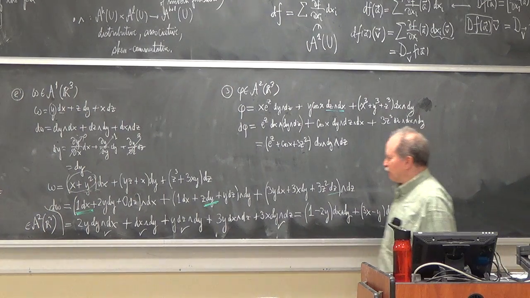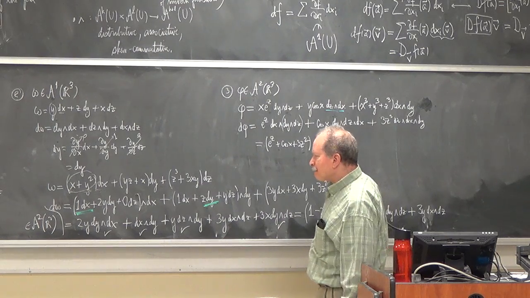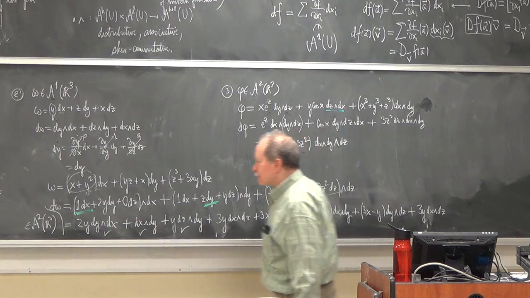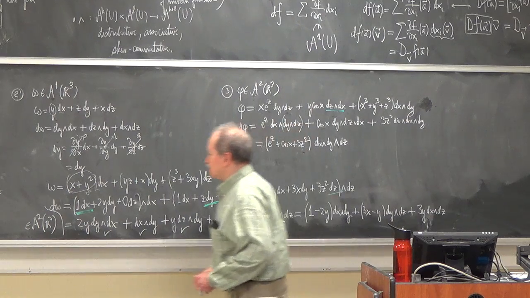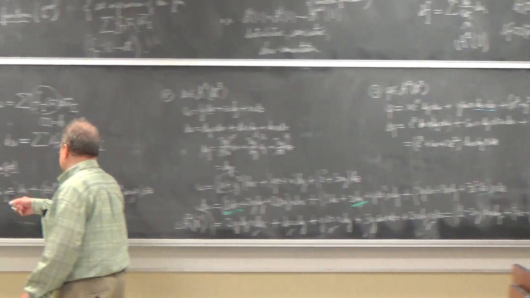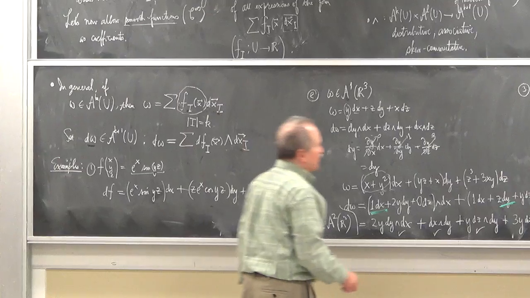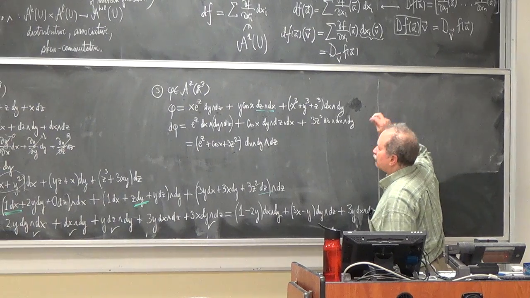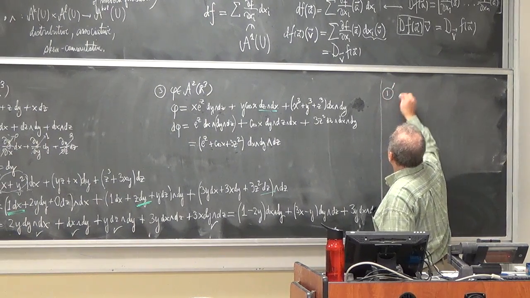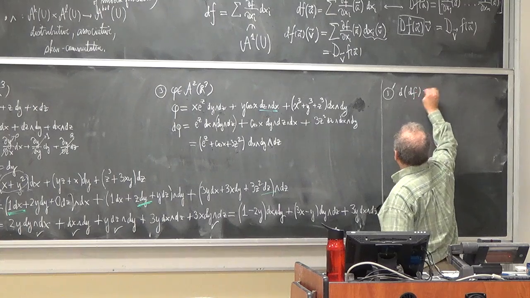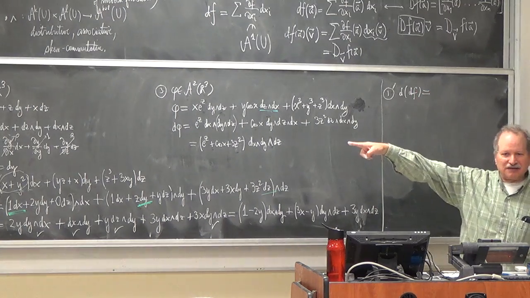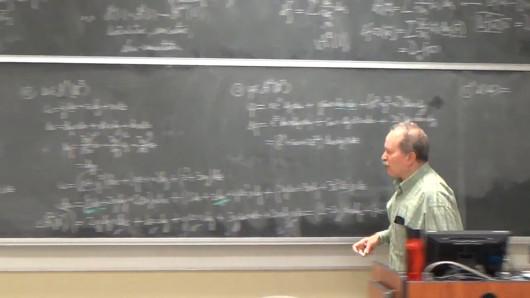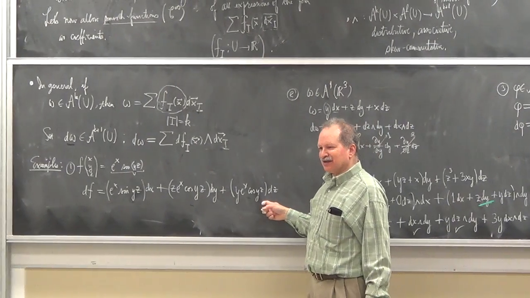Now here's a question for you guys. This one's a little messy, but what would happen if I took d of something I'd already taken d of? Like dd of f. What is d of the df we already did? So go back to number 1 and take this one-form and take d of it.